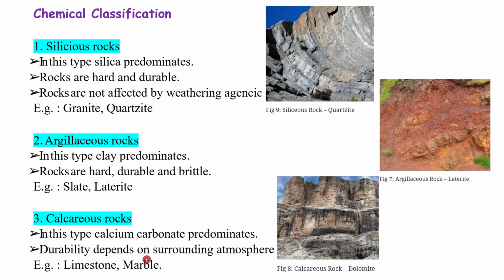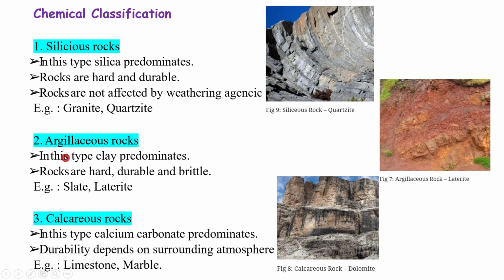Based on the chemical classification, there are siliceous rocks. In this type, silica predominates. The rocks are hard and durable. The rocks are not affected by weathering agencies, like granite, quartzite, etc. In this one, silica is the major component, that's why siliceous rocks.